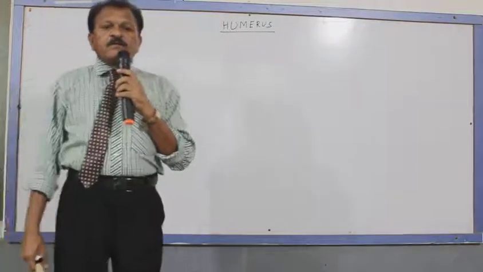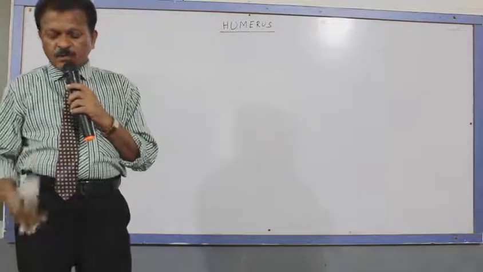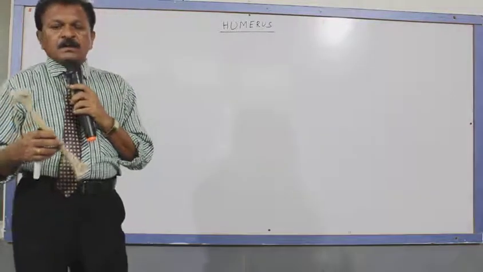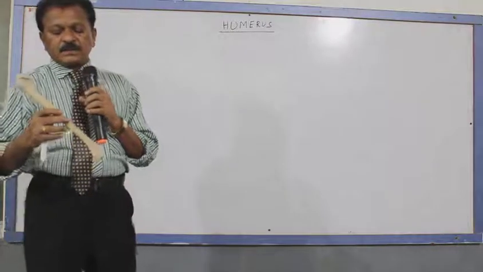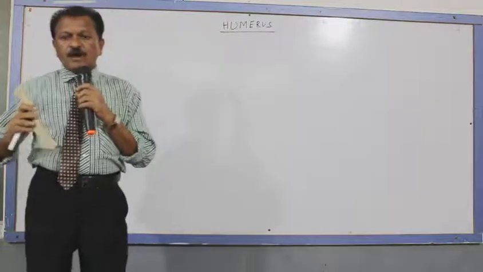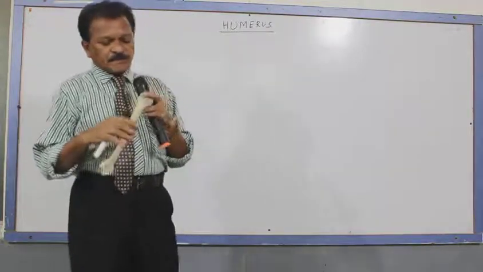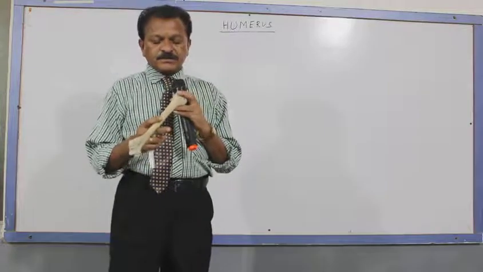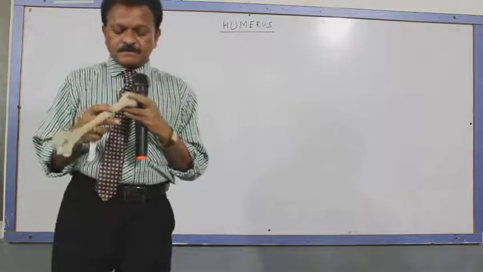Today we are going to discuss the humerus. The humerus is present in the arm, so it is called the brachial bone or arm bone. This humerus has three parts. It is divided into three parts for description purposes.